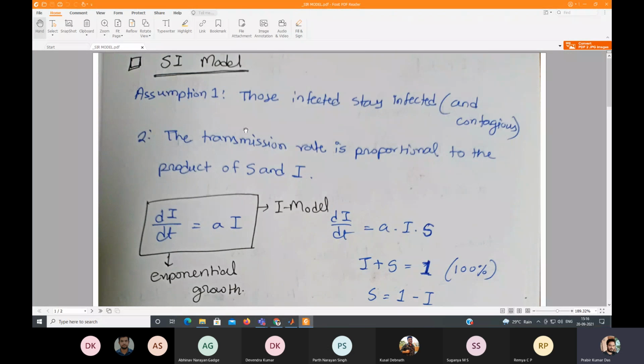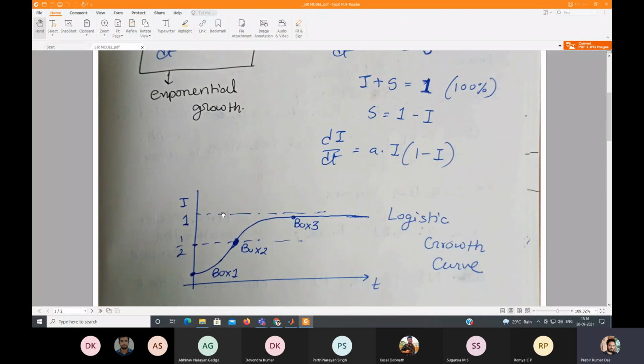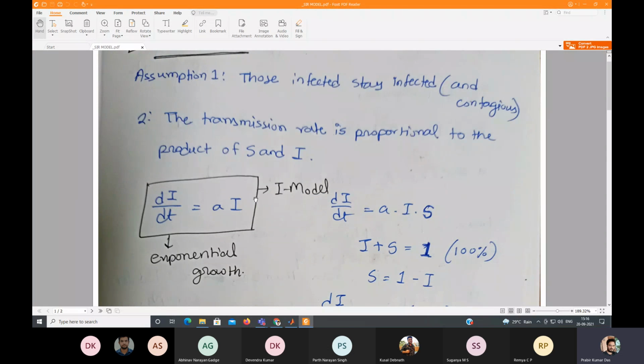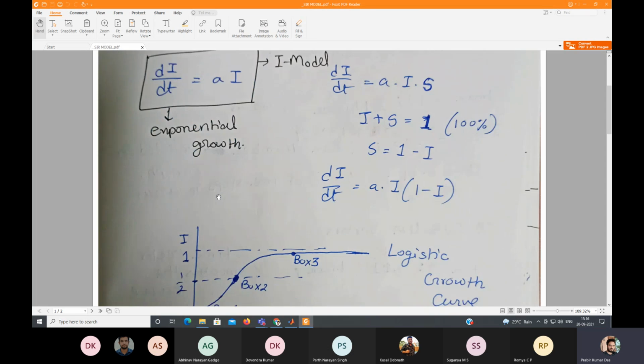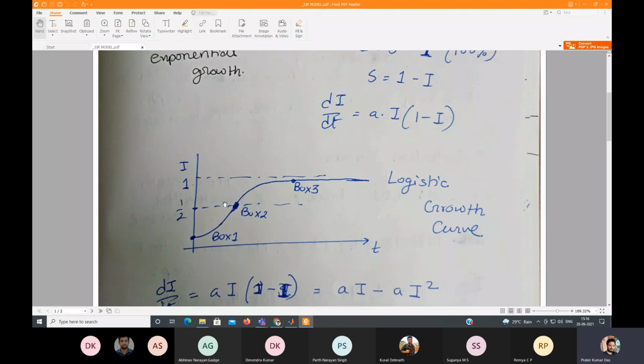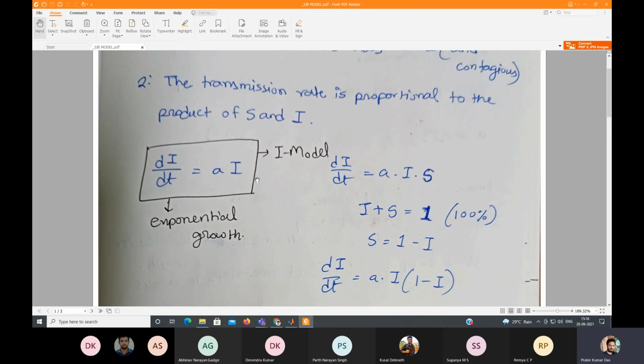There are two basic assumptions on which we are working. The first assumption is that those infected stay infected. We will study this assumption only for the SI model, so when you introduce R, this will not be valid. First we will study the SI model. We will focus on dI/dt.